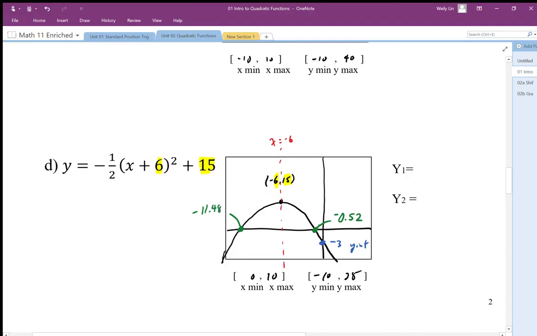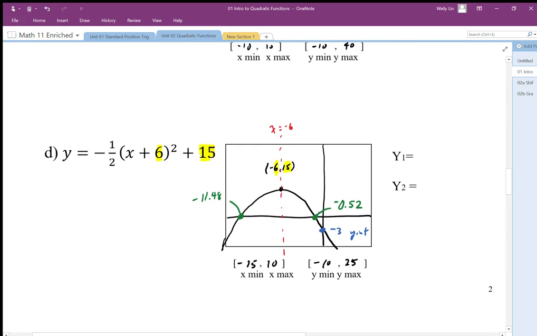And so I have to adjust my window here. My window is about negative, maybe negative 15, something like that. Okay, and again, the window gives us an indication of the scale of this graph. Okay, so there it is. We're finding all those important points.